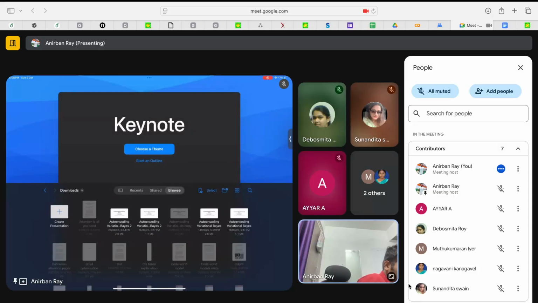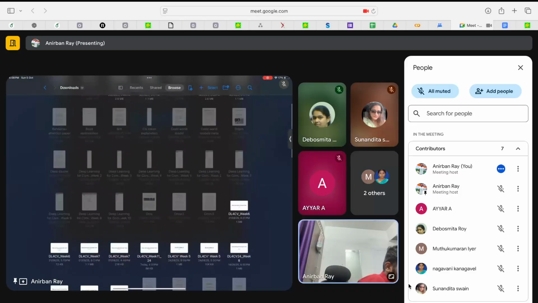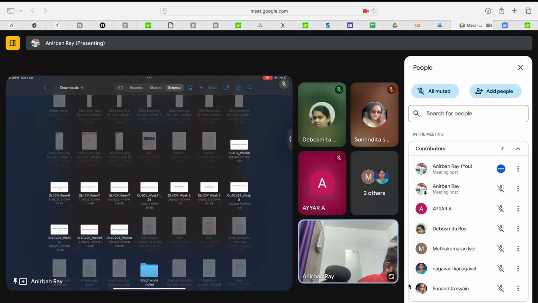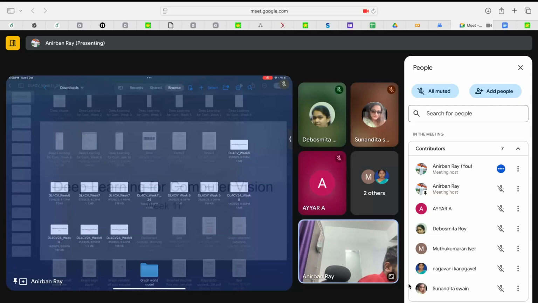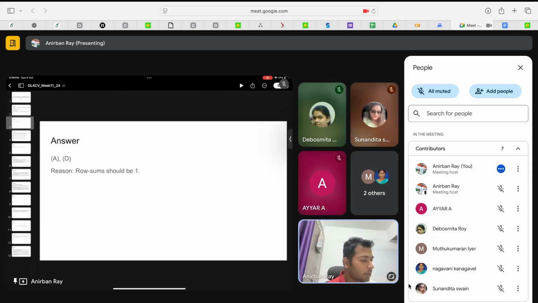Shared, browse, week 11. So for a valid transition matrix, all entries of the matrix have to be positive or 0, that is, non-negative. And another thing is the rows have to sum to 1. So that is the condition to have a transition matrix for a Markov process. Okay. So that is it. You can do it.